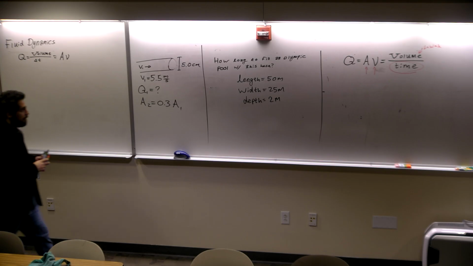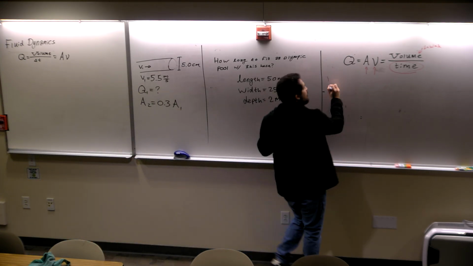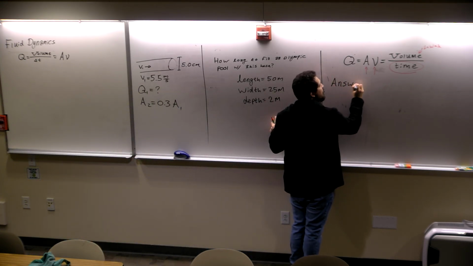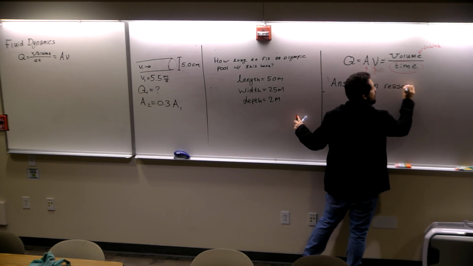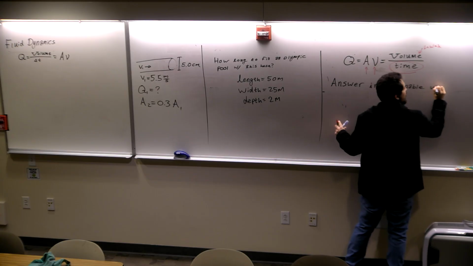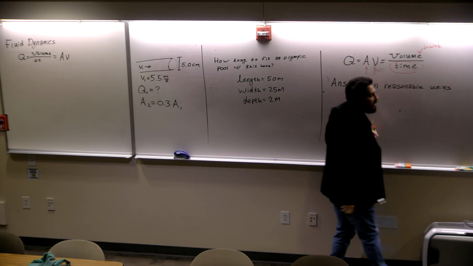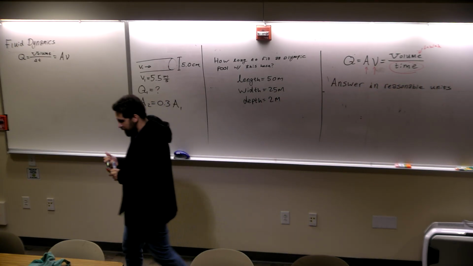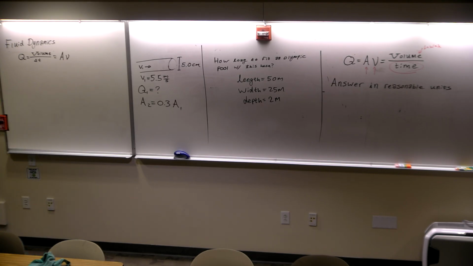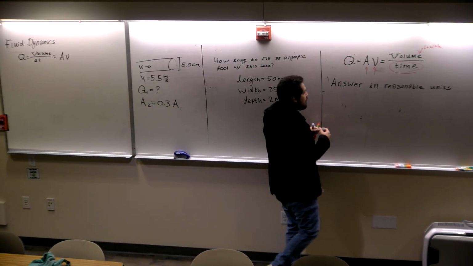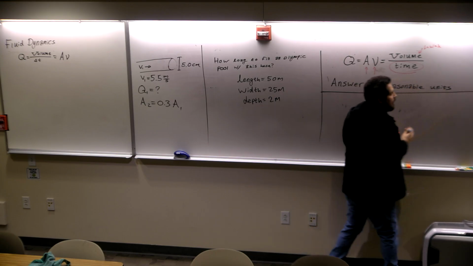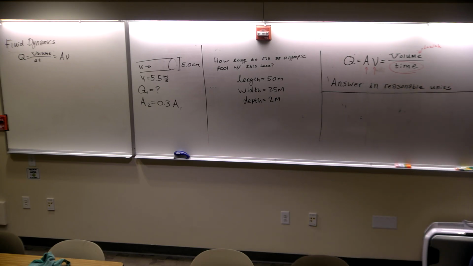All right. I want you to find the answer, and I want you to specifically find the answer in reasonable units. What does that mean? That means I want the time to be in a reasonable unit. I don't want 5 billion seconds or whatever it is. I want a reasonable unit: minutes, hours, days, whatever the answer might be. I'm going to give you guys a few minutes to try that on your own, and then we'll come together as a class.